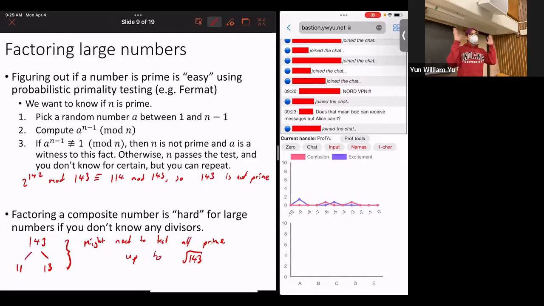Okay, so now I'm hoping I've convinced you that there's this problem that's hard. Factoring is hard. Multiplying is easy, factoring is hard. But luckily, testing if something is probably prime is actually still relatively fast. And so this combination of things that are hard and easy is what's going to allow us to do public key encryption.